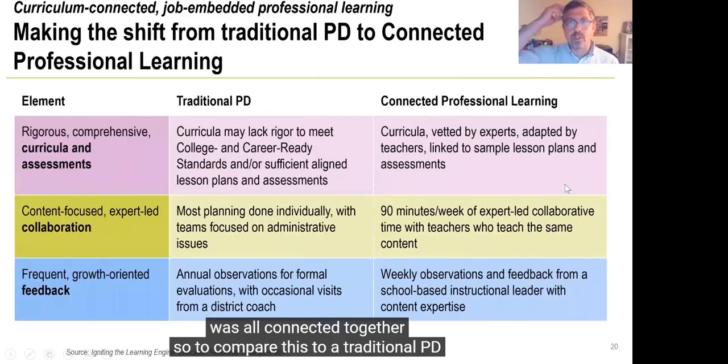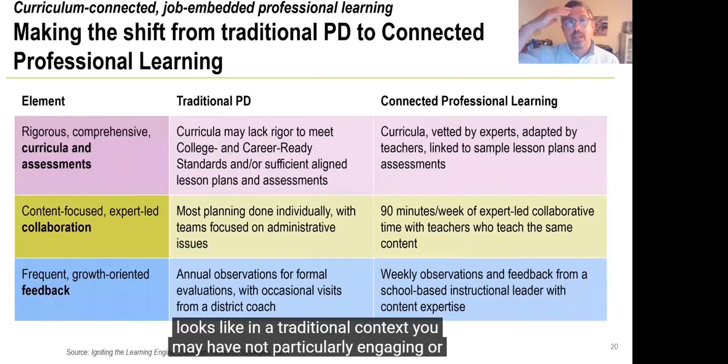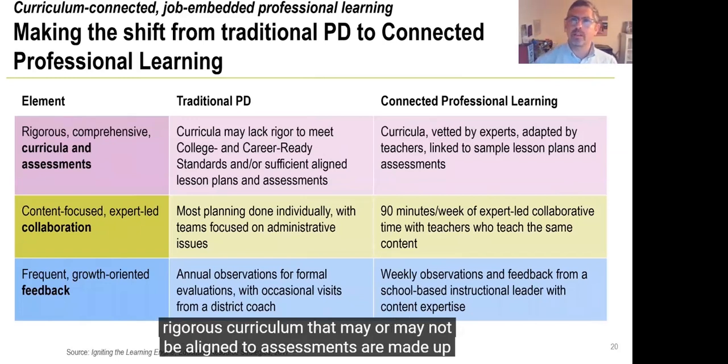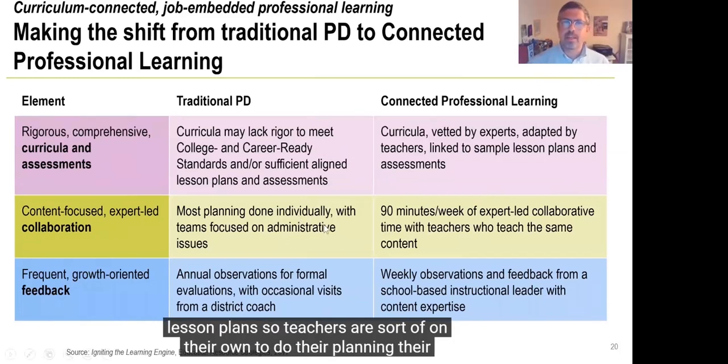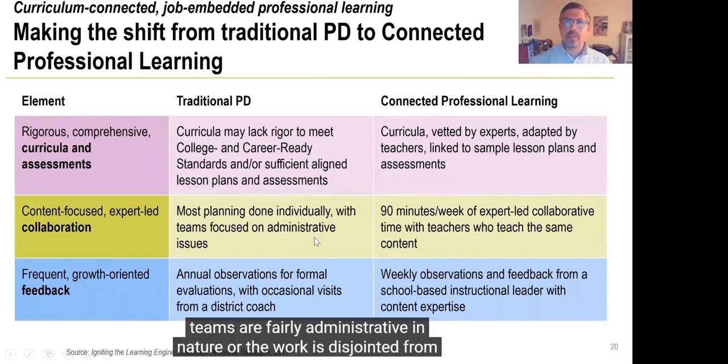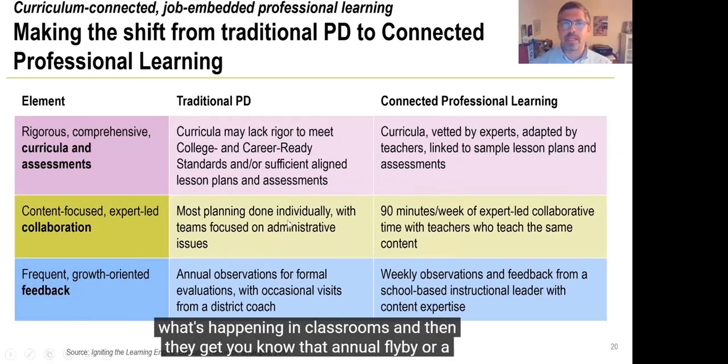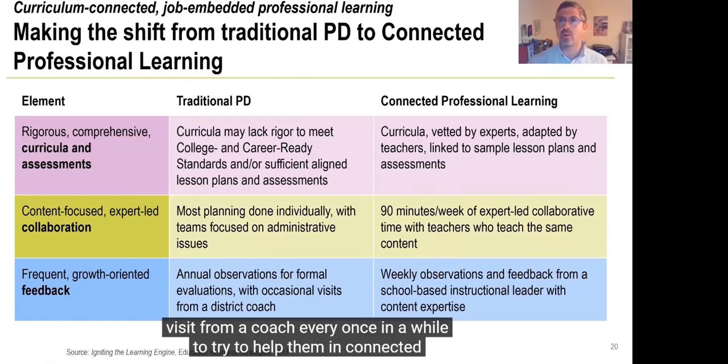So to compare this to what traditional PD looks like, in a traditional context, you may have a not particularly engaging or rigorous curriculum that may or may not be aligned to assessments, or may not include lesson plans. So teachers are sort of on their own to do their planning. Their teams are fairly administrative in nature, or the work is disjointed from what's happening in classrooms, and then they get that annual flyby or a visit from a coach every once in a while to try to help them.